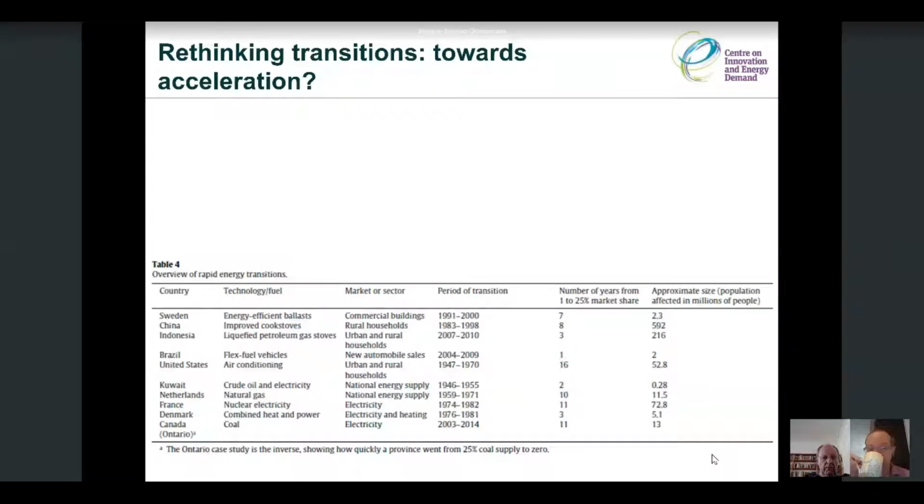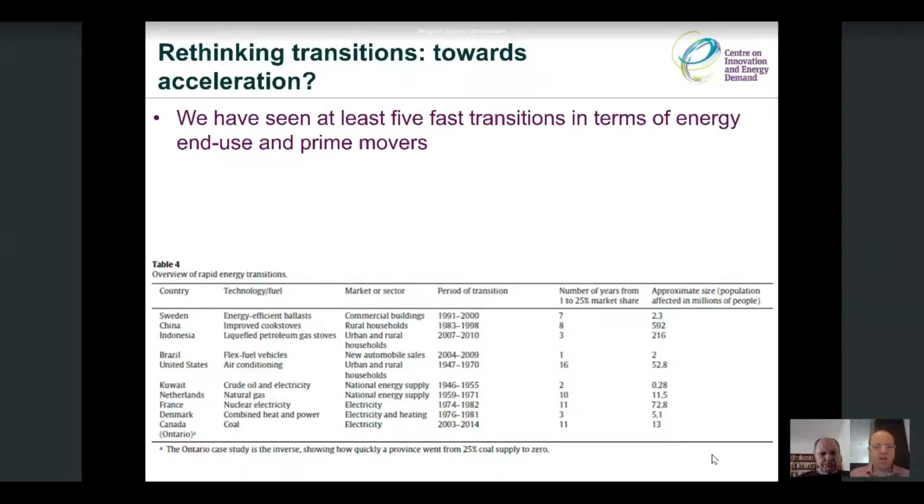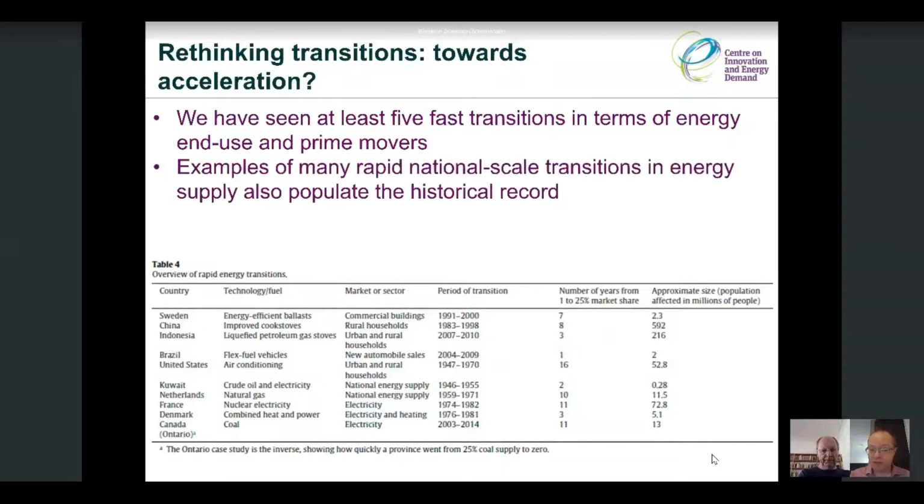And to show this, we sketched 10 extreme case studies in an article here that shows you 5 fast transitions in energy end-use devices and 5 transitions in national supply. And you can see them here.